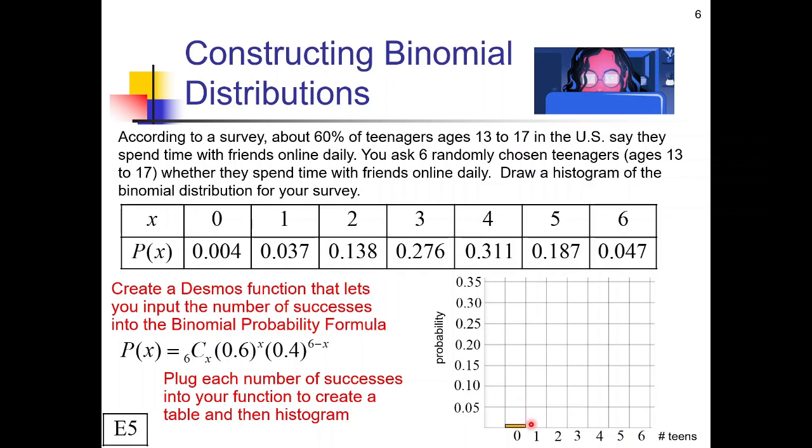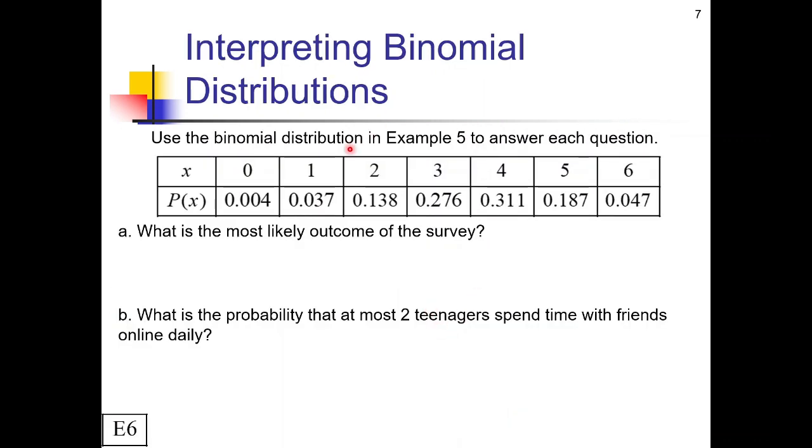And then for 1, 0.037, that's somewhere around here. For 2, 0.138, that's somewhere close to 0.15. 3, 0.276, that's about halfway between 0.25 and 0.3. For 4, 0.311, that's a little bit above 0.3. For 5, 0.187 is roughly here. And then for 6, this is roughly 0.05, so pretty close to that first grid line. And there we are. So now that we took the time to construct that binomial distribution, let's use it to answer a few more questions. Pause the video and give each of these ones a shot.